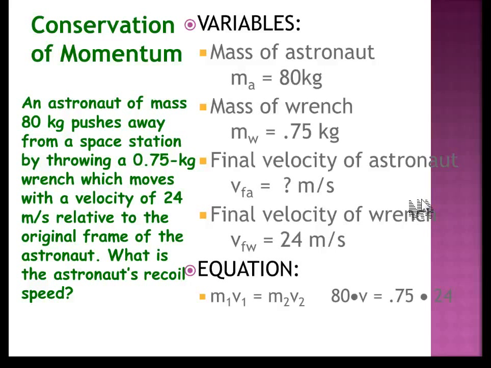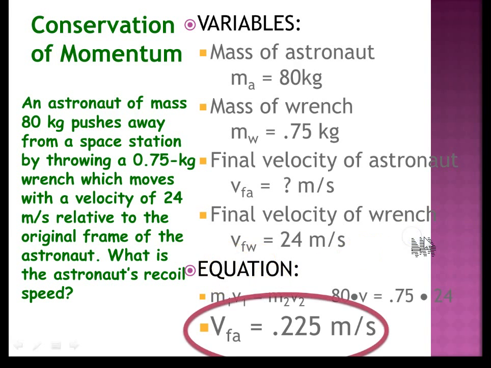So the momentum of circumstance 1 is going to equal the momentum of circumstance 2 because of the law of conservation of momentum. So 80 times the velocity of the astronaut is going to equal 0.75 times 24. So we're going to multiply and divide there. Your astronaut is going to go 0.225 meters per second.